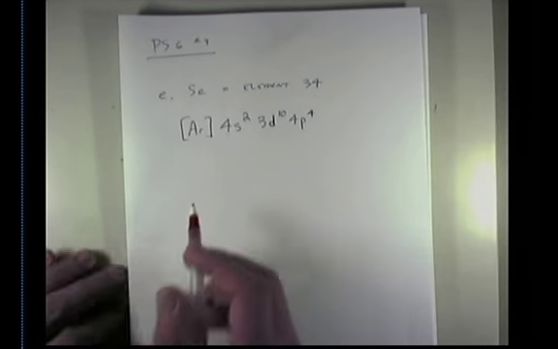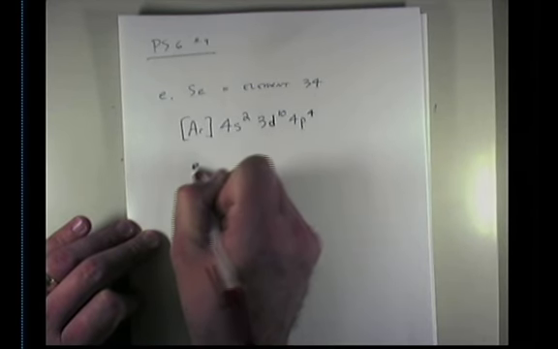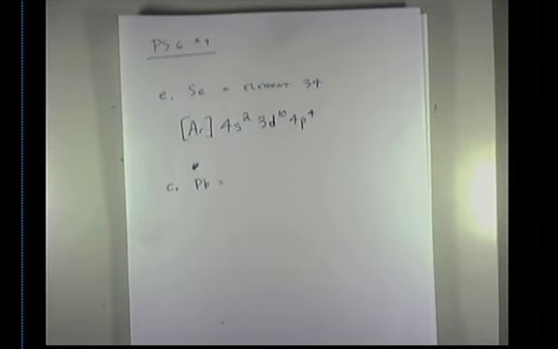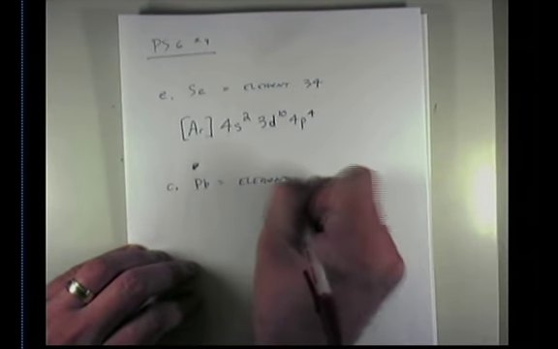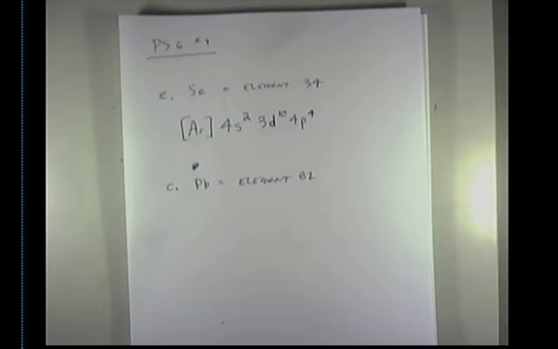Let's see if we can pick a different element. We'll pick lead. So letter C is lead. If I look at the periodic table, lead is element number 82. Once again, if I were to write the entire electron configuration for lead, it would be very long. But I don't have to.